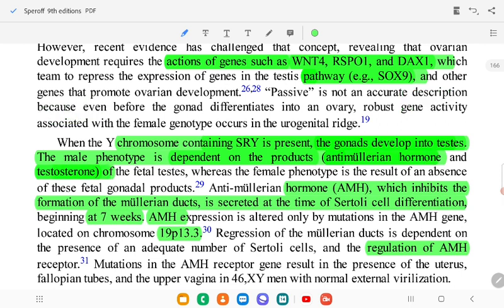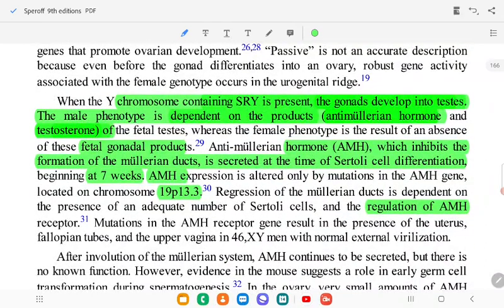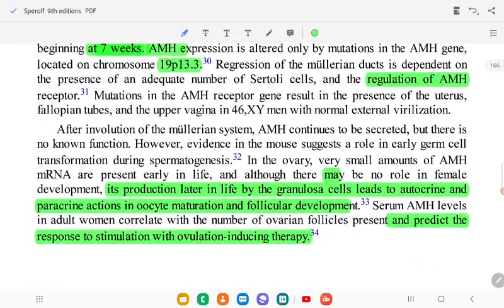The female phenotype is the result of the absence of these fetal gonadal products, especially anti-Mullerian hormone, which inhibits the formation of the Mullerian duct. As the name suggests, anti-Mullerian hormone inhibits Mullerian duct formation. It is secreted at the time of Sertoli cell differentiation, which begins at 7 weeks of gestational age. The AMH gene is located on chromosome 19, and mutations in it alter AMH expression. AMH production in granulosa cells acts in an autocrine and paracrine manner.